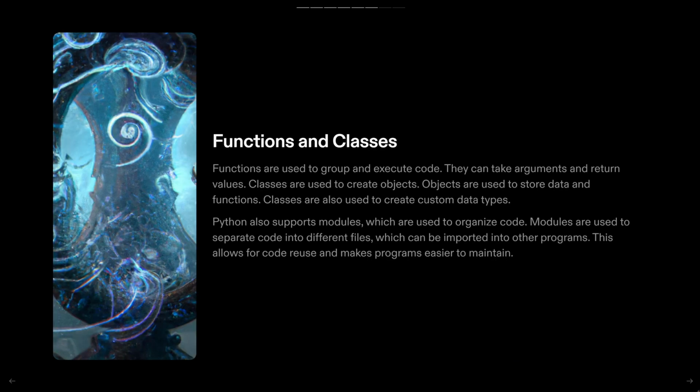And now we have Python functions and classes. Functions are used to group and execute code. They can take arguments and return values. Classes are used to create objects. Objects are used to store data and functions. Classes are also used to create custom data types.